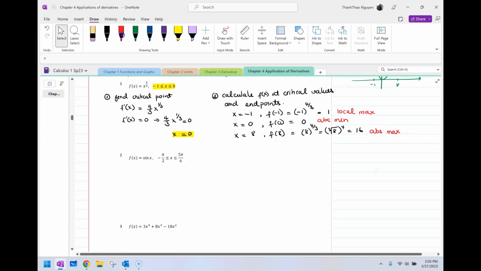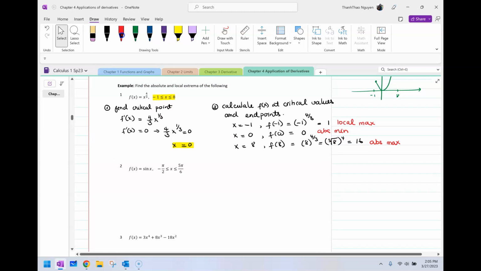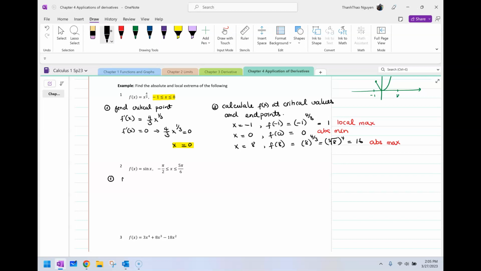In the next one, we look at f of x equals sine of x. For the first step, we find the critical values. F prime of x equals cosine of x. Cosine of x equals 0 when x equals pi over 2. We look at x in the interval negative pi over 2 to 5 pi over 6.